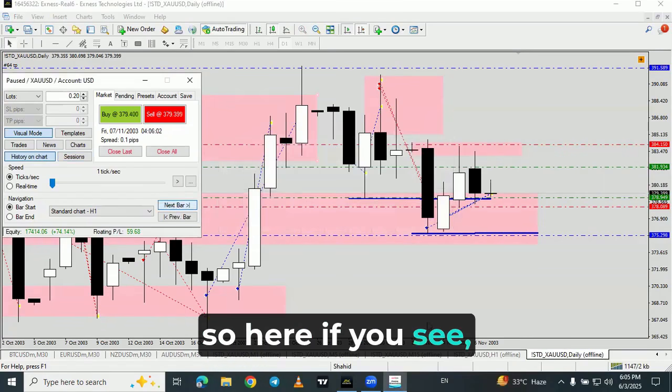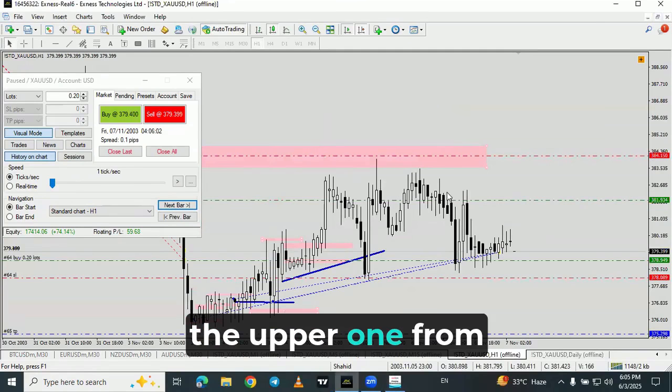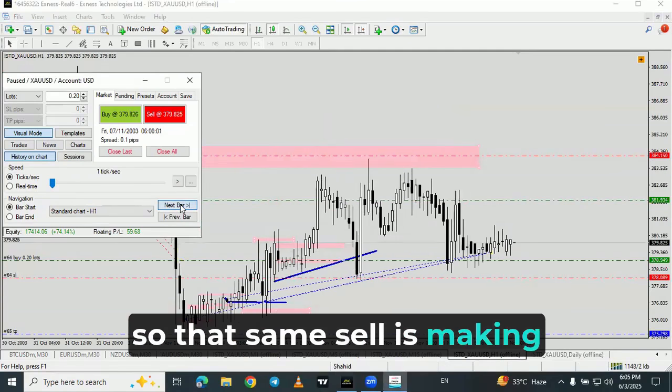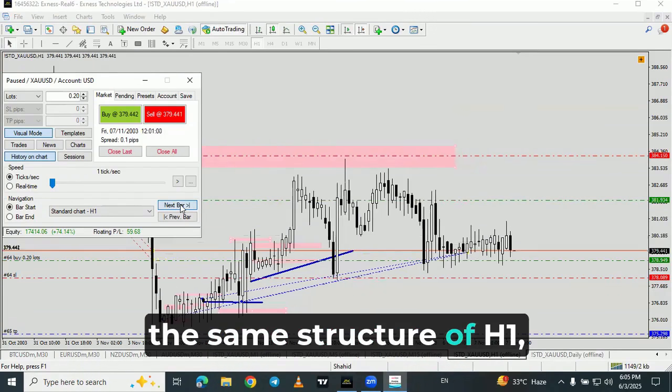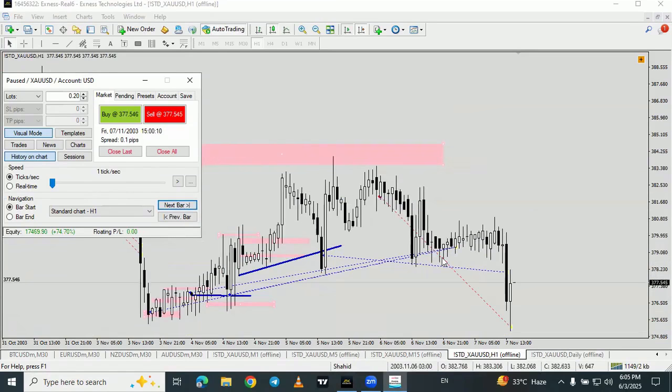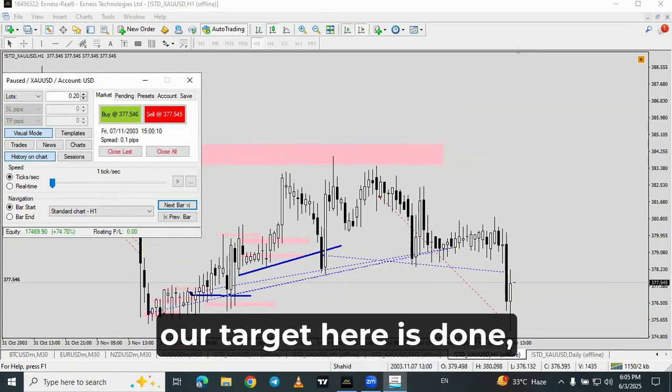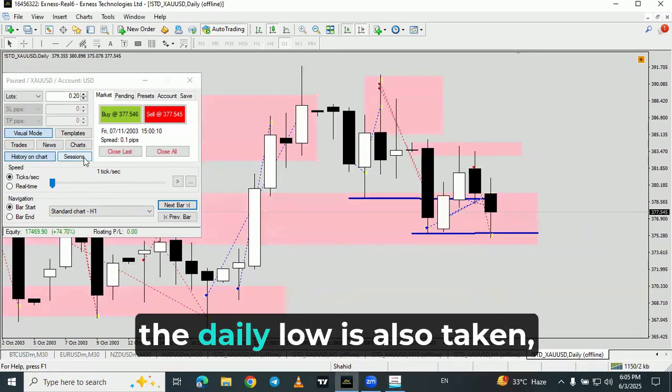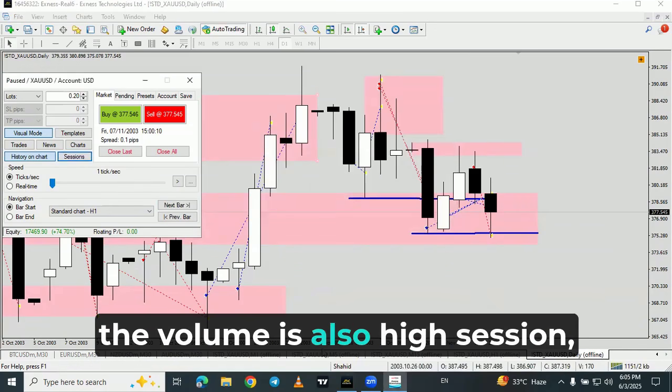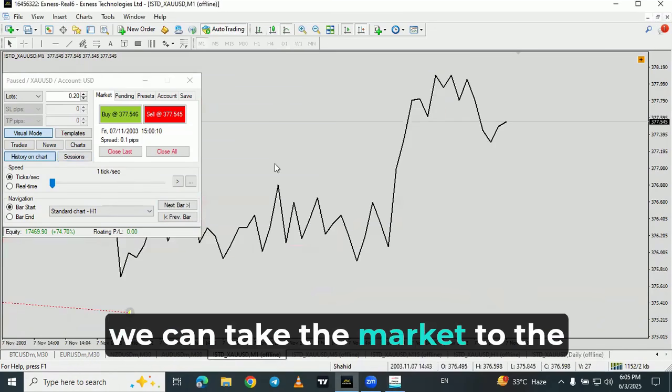So here, if you see the same structure of H1, the upper one from where we sold. So that same cell is making it happen. Look, the same structure of H1. This bearish, still bearish. Our target here is done. The daily low is also taken. The volume is also high session. So from here, we can take the market to the buy side.